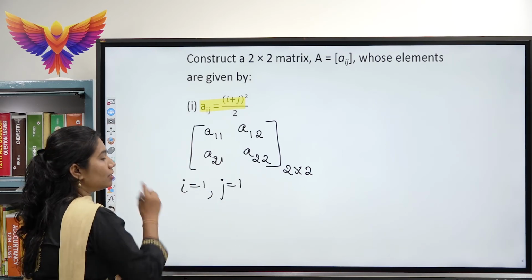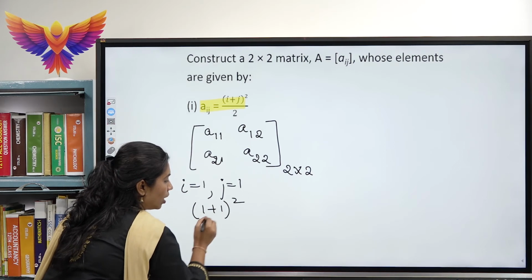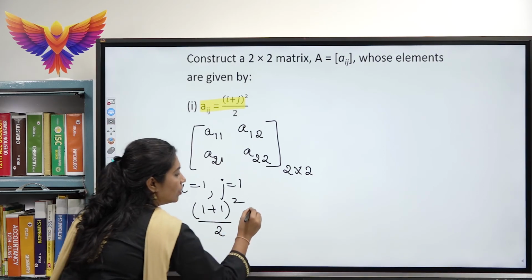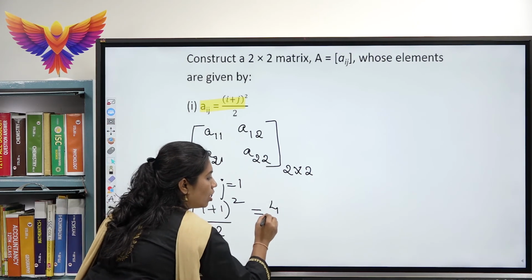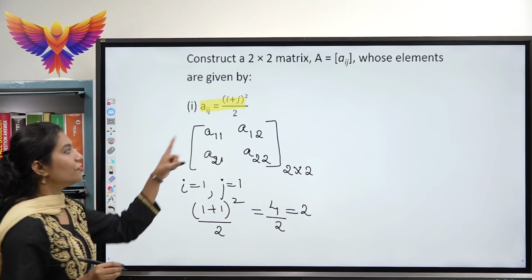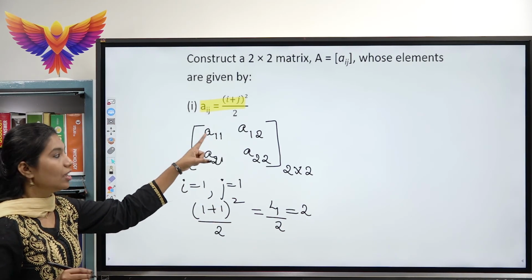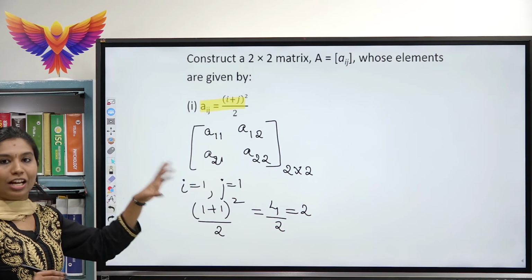So when I come back and substitute here, it is (1 plus 1) the whole square over 2, which is nothing but 1 plus 1 is 2, 2 the whole square is 4, 4 over 2 is equal to 2. So now I got the first element of the first row, which is A11. Similarly, I need to find out A12, A21, A22.